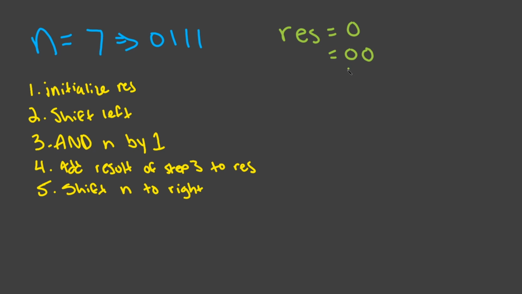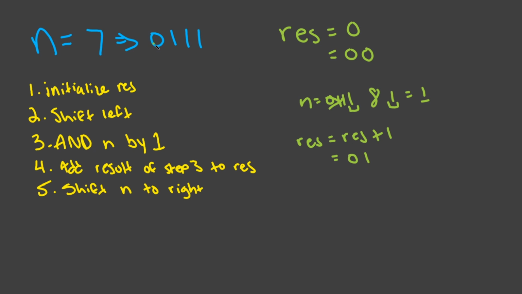0, 0. Okay, now we go to this third step where we AND n by 1. So our n is currently 0, 1, 1, 1. And if we AND that with 1, we're going to get a 1 because these two bits are 1 and the rest are going to 0 out. So now our result of this is 1 and we want to add it to the result. So we're going to have result is equal to result plus 1 because we had a 1 here. So now our result is going to be 0, 1.